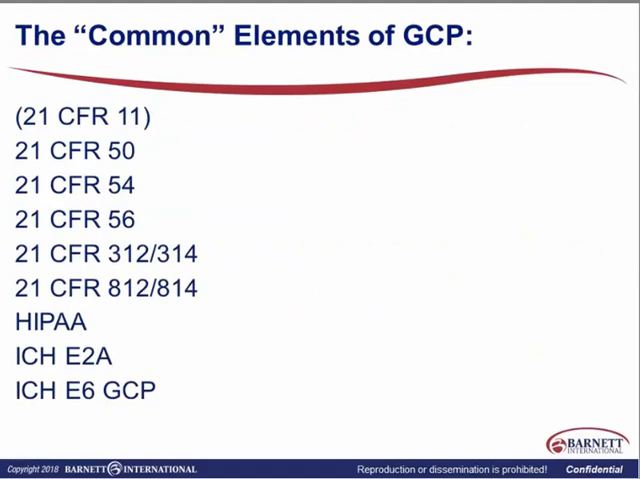So to think about the common elements of GCP, you may or may not be familiar with these, but 21 CFR Part 11, electronic records and signatures, information used in clinical trials. And I have that in parentheses because we still don't always think of it as something that is part of what we do. Some folks think that because the FDA is not directly calling us out to Part 11, they're not interested in this.